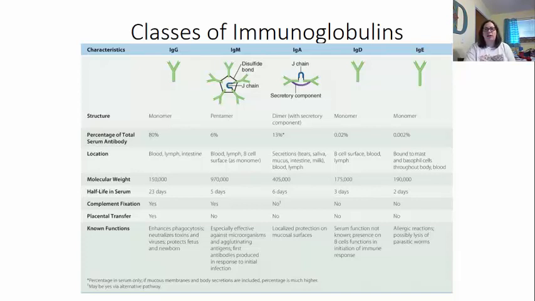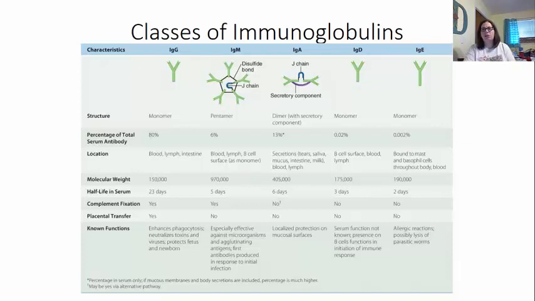We then see the IgMs. The IgMs are a pentamer shape, meaning that they've got these 5 different Y-shaped structures here. So these guys are really large. They're only about 6% of your total antibodies. These are going to be found in your blood, your lymph, your B cell surfaces. These guys only last for about 5 days, and these are especially effective against the microorganisms and certain kinds of antigens. These are actually the first ones that are produced. So in your primary response, the first time you've seen the invader, IgMs are the first ones to be made. Now after the IgMs have gone in and started doing their attack, IgGs will normally take over after that.